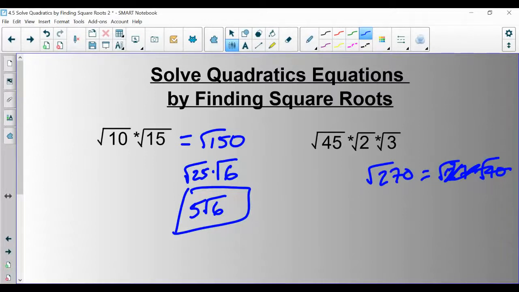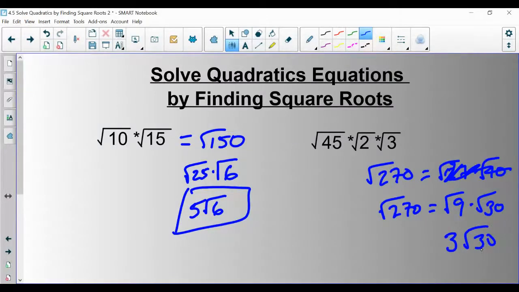270 is divisible by 9. So this would be square root of 270 is the same as the square root of 9 times the square root of 30. And 9 is one of those numbers. 9 would be 3 root 30.